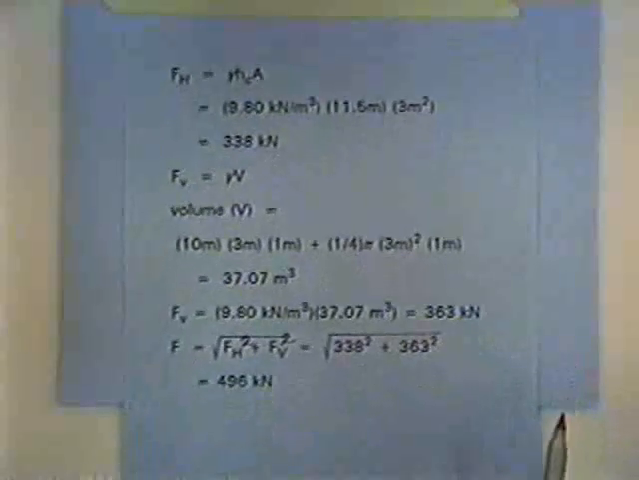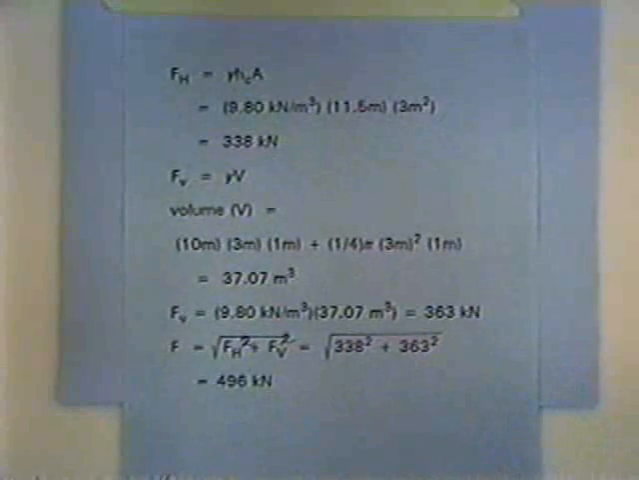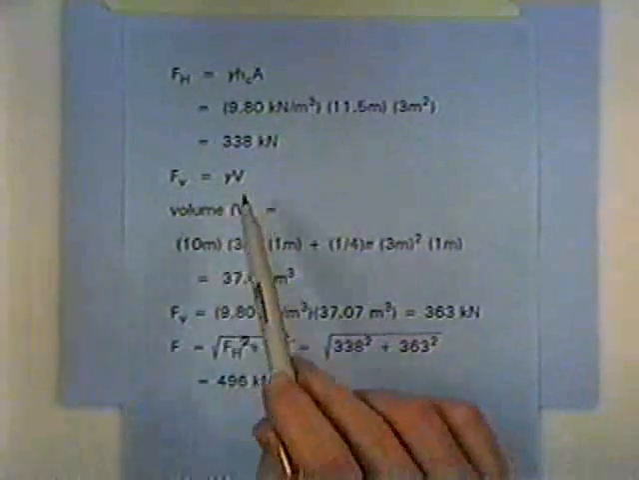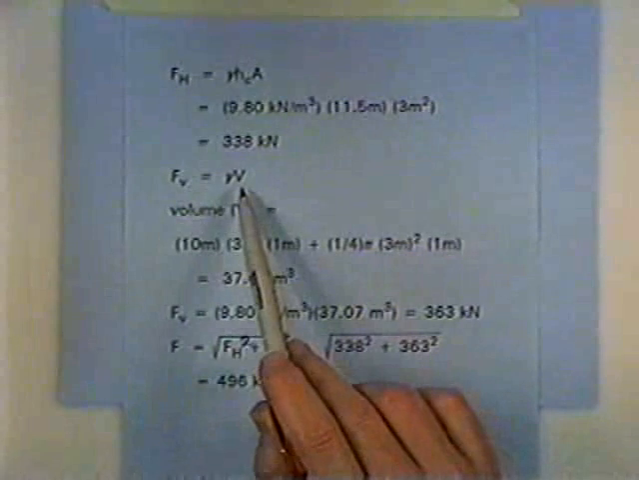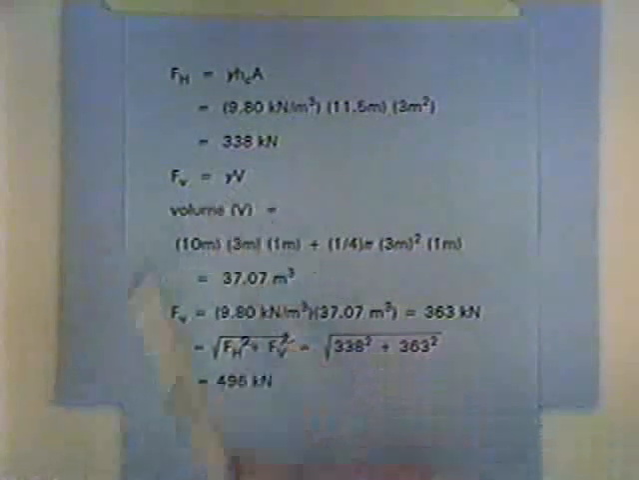And the unit weight of water continues to be 9.8 kilonewtons per cubic meter. And so that gives us a horizontal component of the force of 338 kilonewtons. Now, to get the vertical component of the force, we can just take the volume of the water above the curved surface and multiply that by the unit weight of the water.